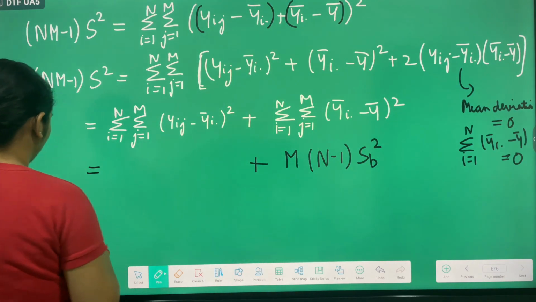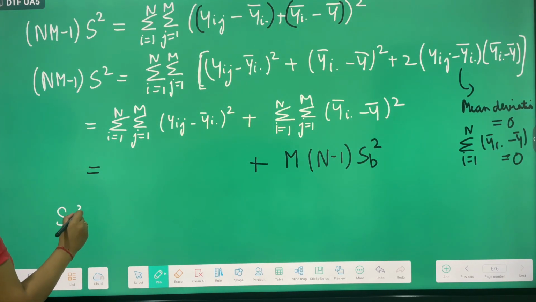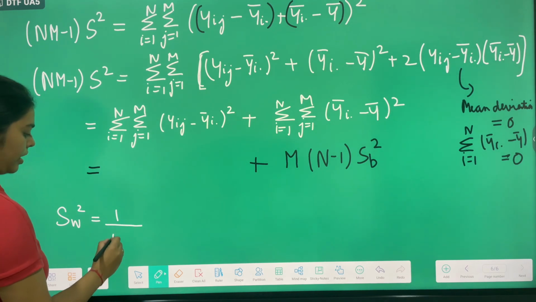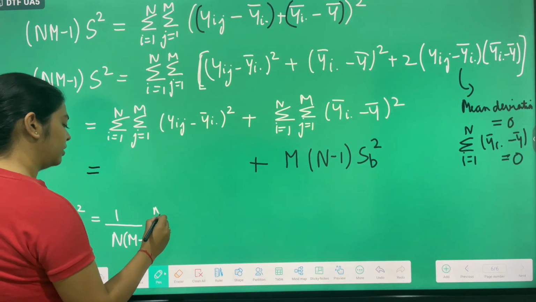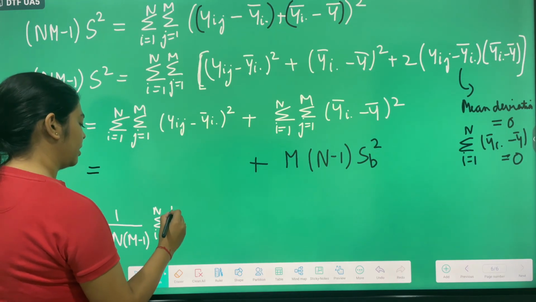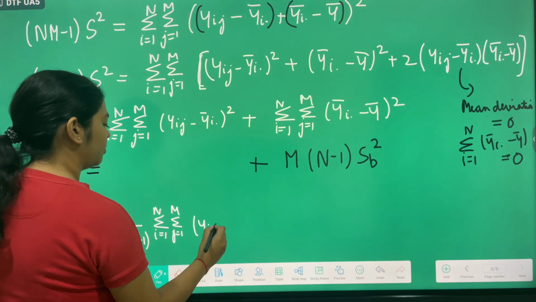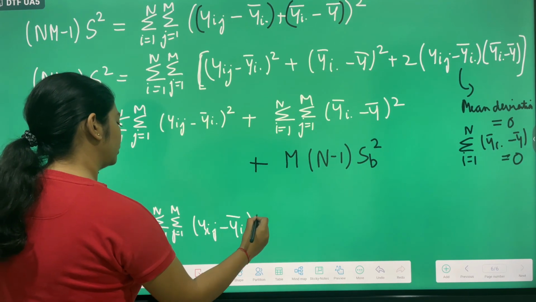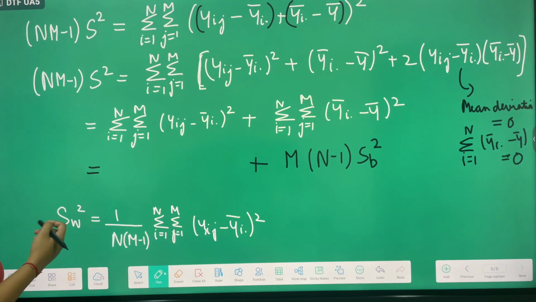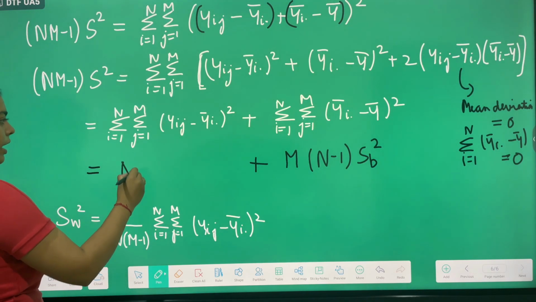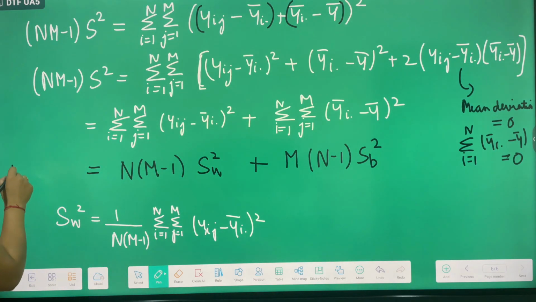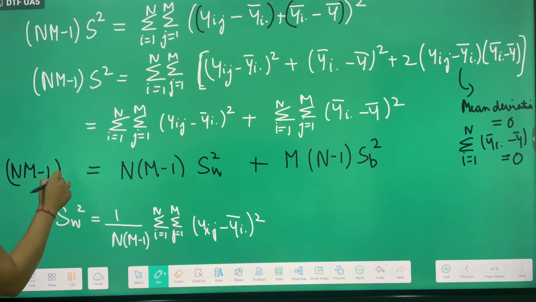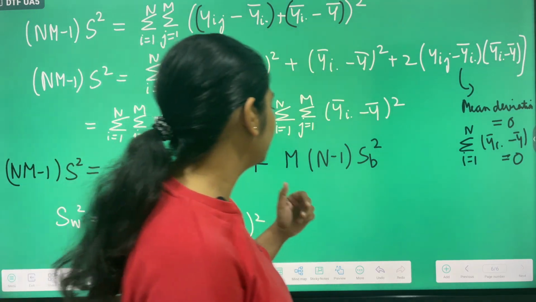And this term, we know that S_W square is 1 upon N into M minus 1 into summation i goes from 1 to N, summation j goes from 1 to M, y_ij minus y bar i dot whole square. This is the formula for S_W square, which is within sample. So it will be N into M minus 1 into S_W square, and this will be NM minus 1 into S square. Now for the formula for variance, we have to find S_B square.